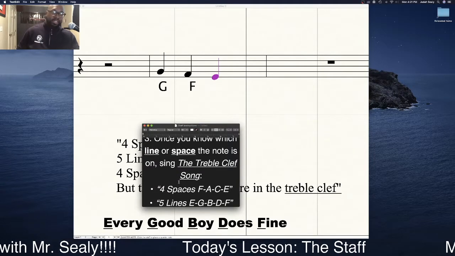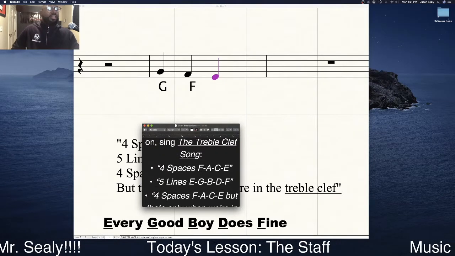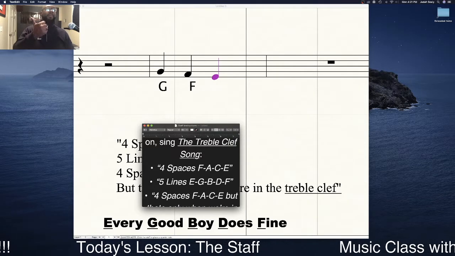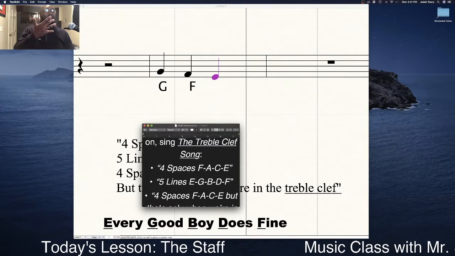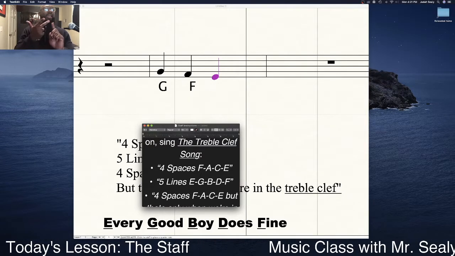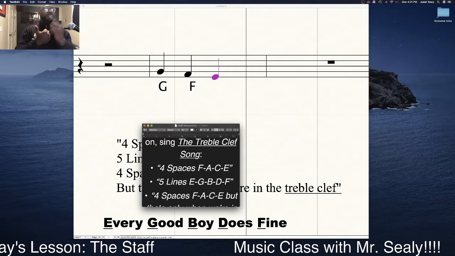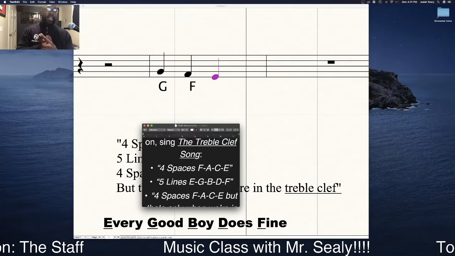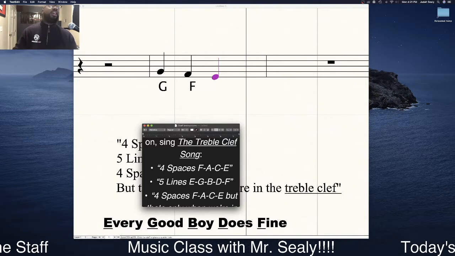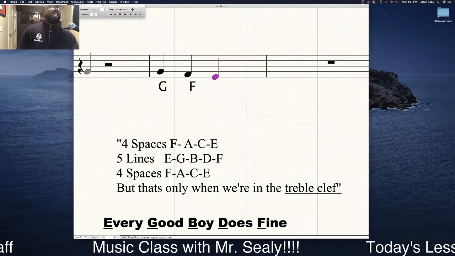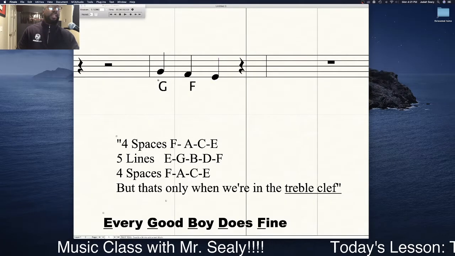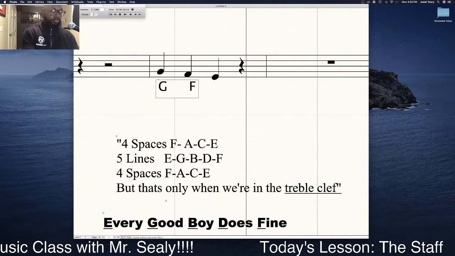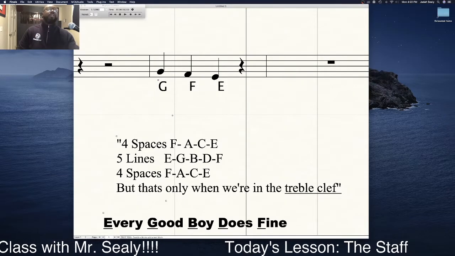We can sing the entire song, or you can sing the part of the song that you're looking for, which is a line in this case. So 5 lines, E, G, B, D, F. What is our first line? 5 lines, E is our first line. So if E is our first line in the song, then E is our first line on the staff. So that makes this an E. Okay? So I'm going to label this note so you can see. That is an E. Okay?